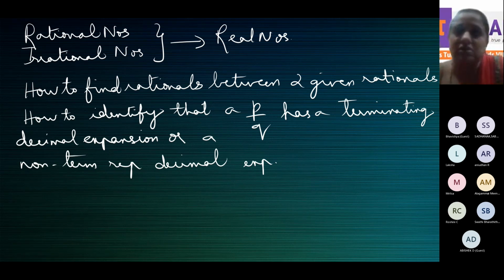We started with the understanding of natural numbers, whole numbers, integers, then rational numbers, irrational numbers. Rational numbers and irrational numbers together are called real numbers. And after that, we understood how to insert as many rationals between two given rationals. You can insert 2, 3, 4, 5, 10, 100. So you can insert as many rationals between two given rationals. And we also understood how to find if a p by q has a terminating decimal expansion or a non-terminating repeating decimal expansion.